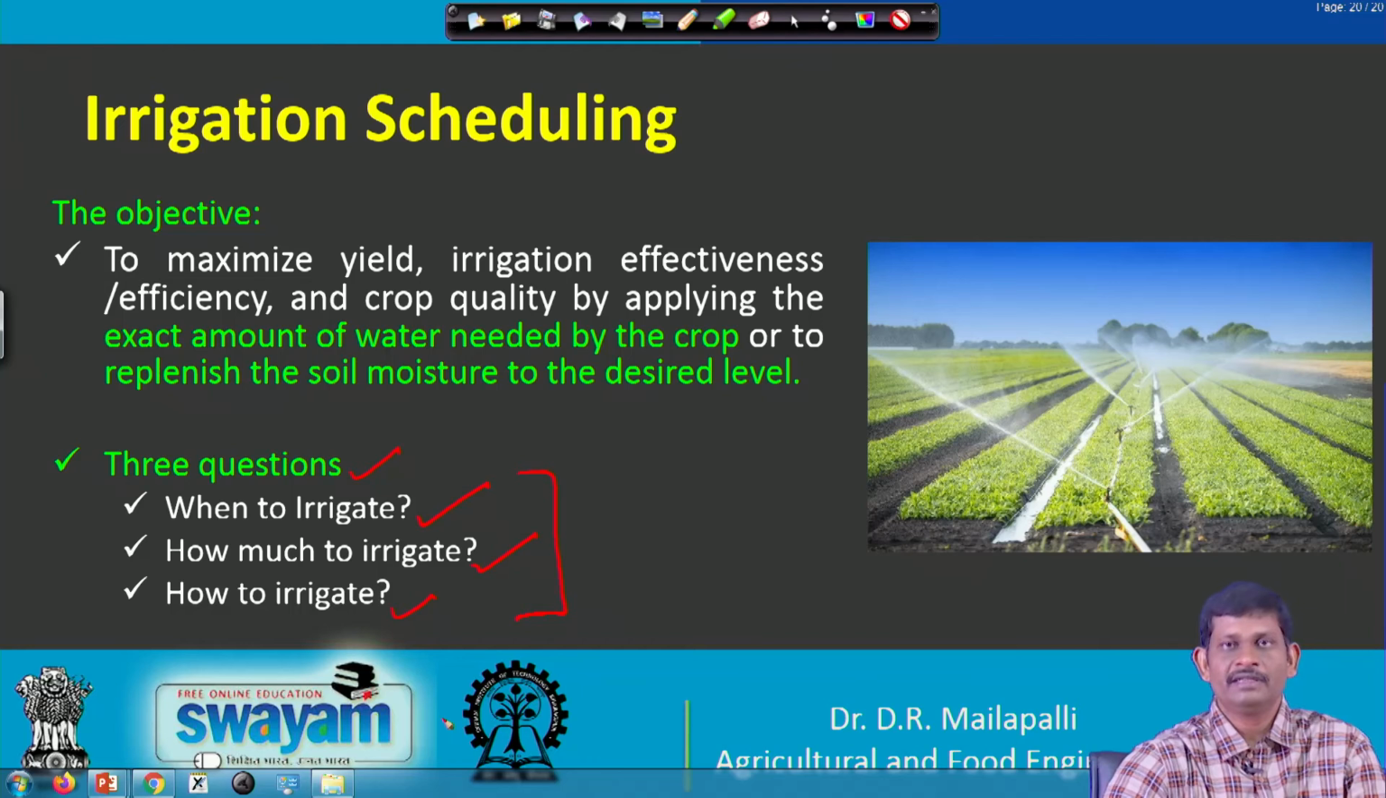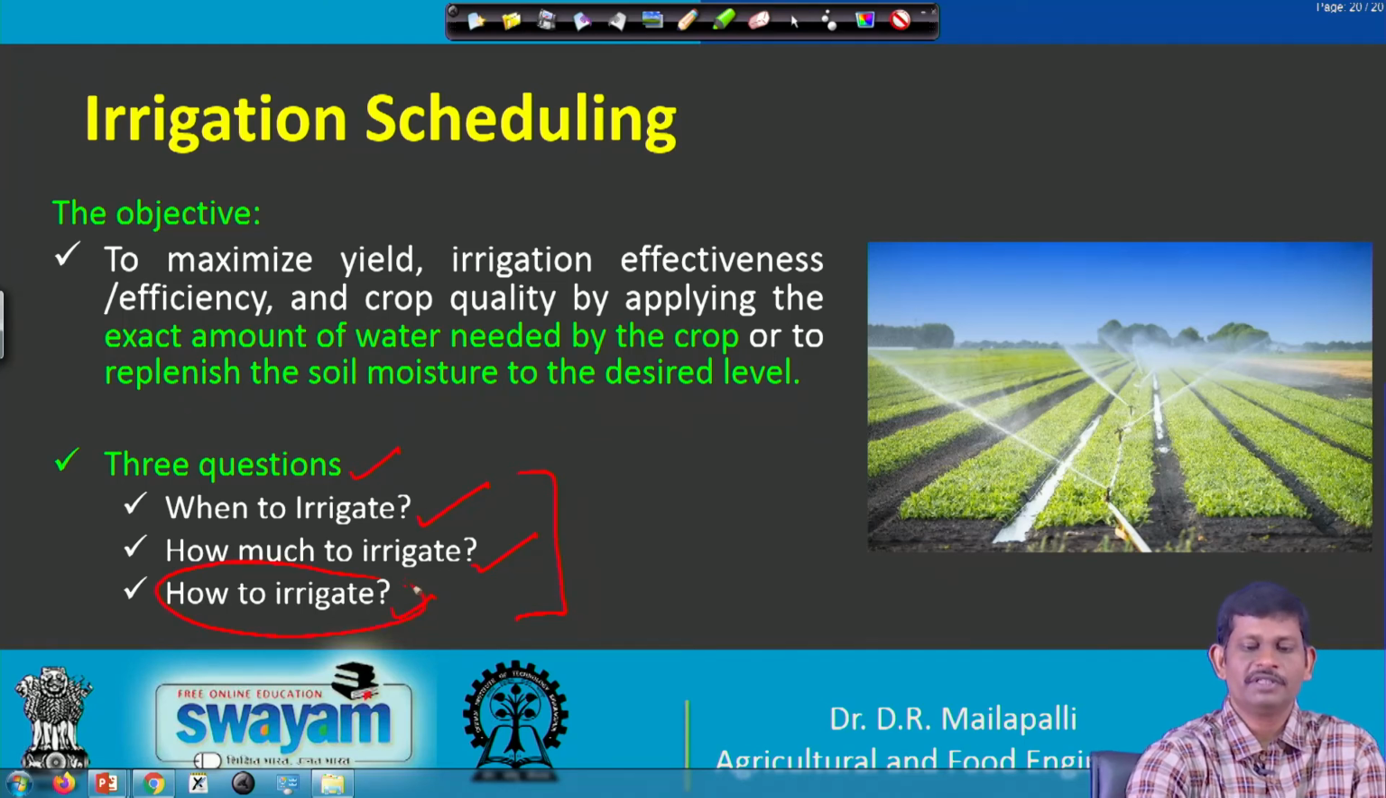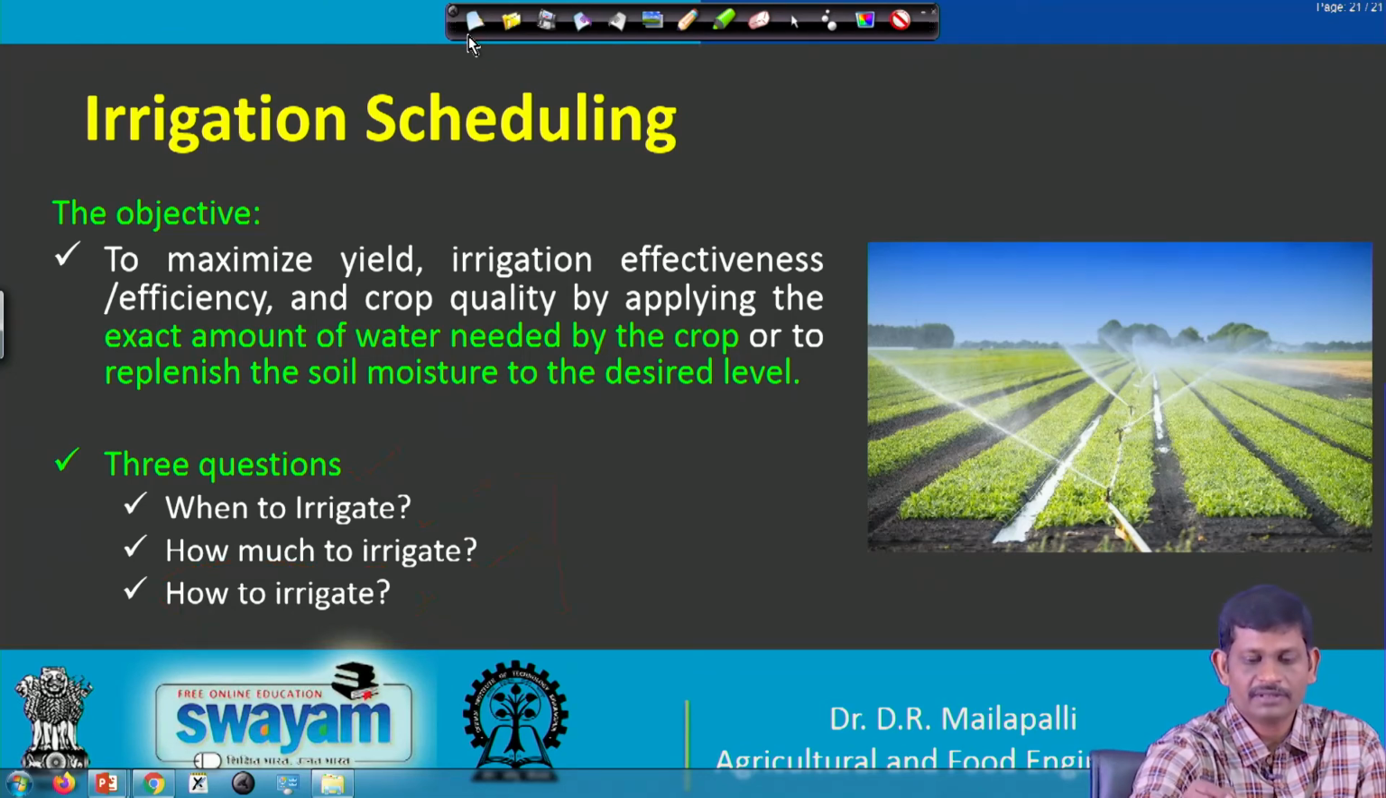When to irrigate indicates the time, how much to irrigate is the volume or the discharge, the amount of water, and how to irrigate is the applicator, that is, which irrigation method you need to use in order to supply the required amount of water for the plant. In the next module we are going to cover the application methods we will be using to irrigate the field.